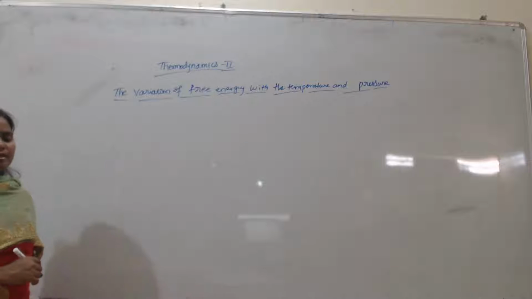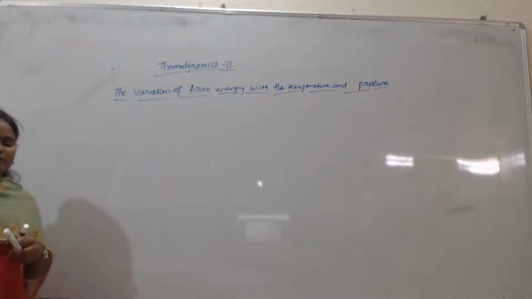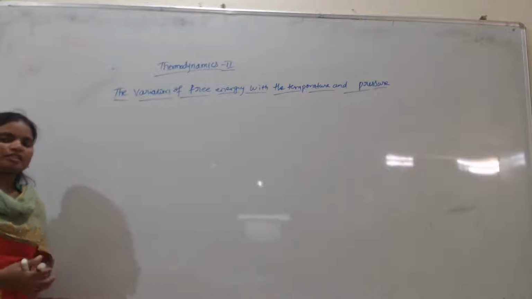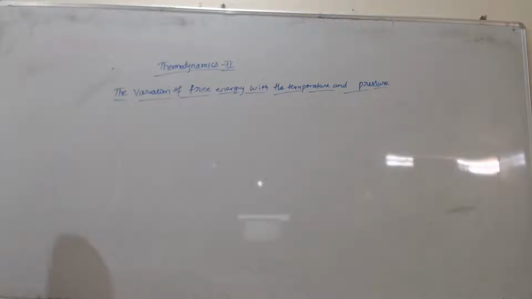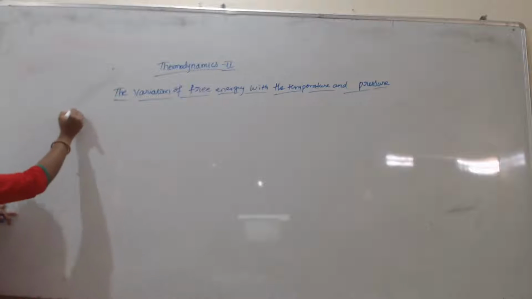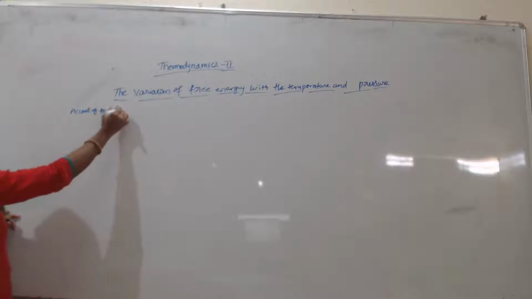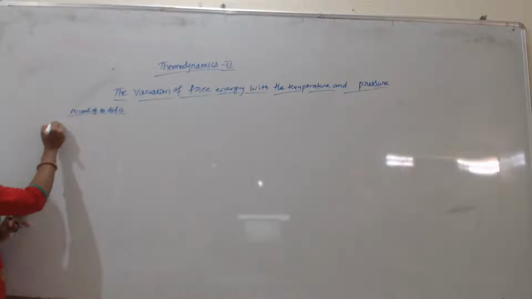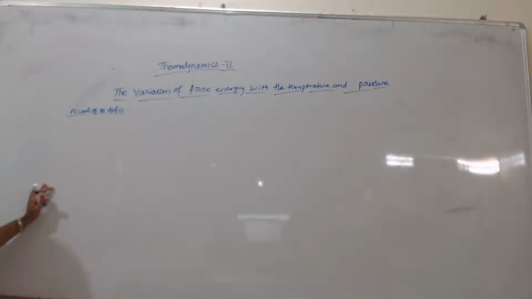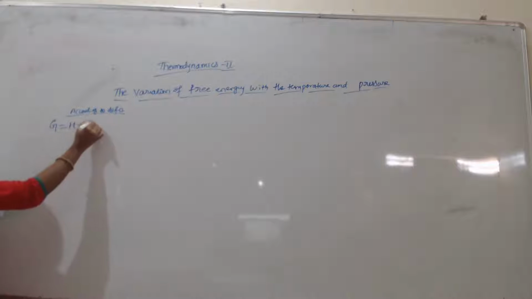According to the definition of Gibbs free energy, there is a derivation. Here you get the equation G is equal to H minus TS.